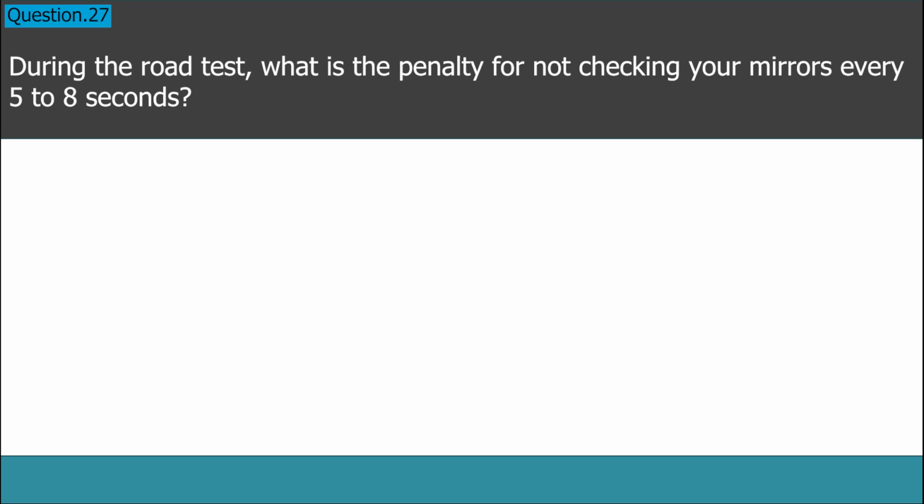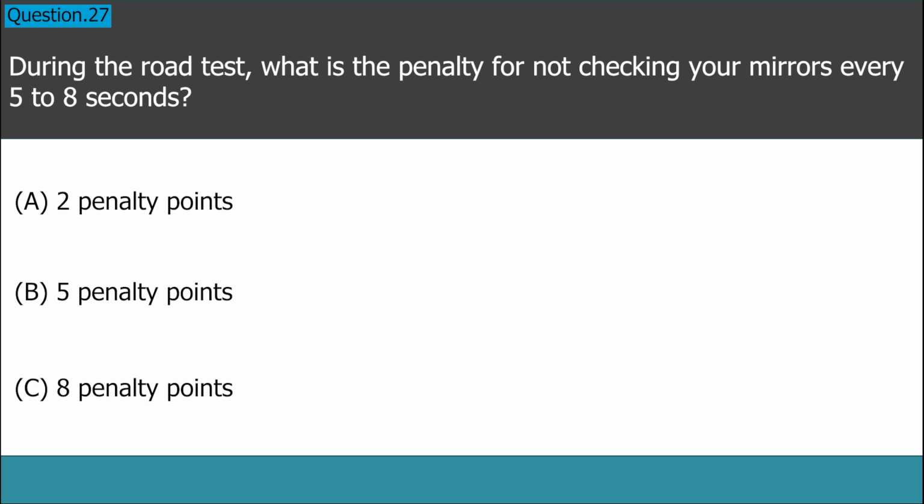During the road test, what is the penalty for not checking your mirrors every 5 to 8 seconds? A. 2 penalty points. B. 5 penalty points. C. 8 penalty points. Answer: B. 5 penalty points.